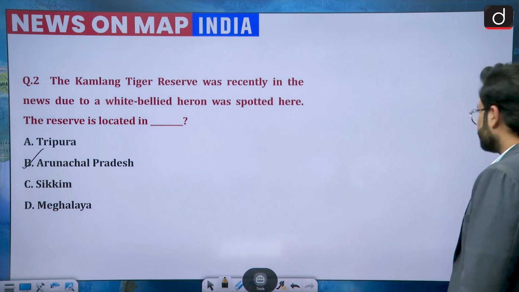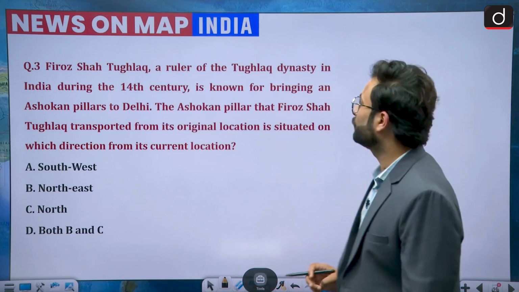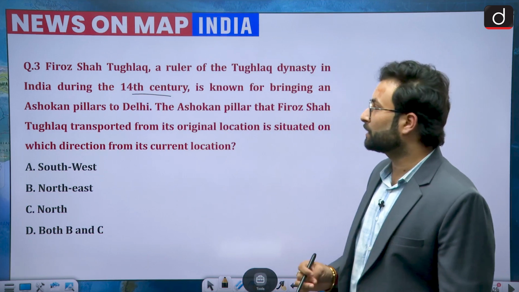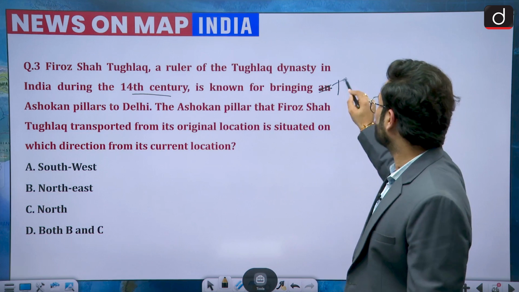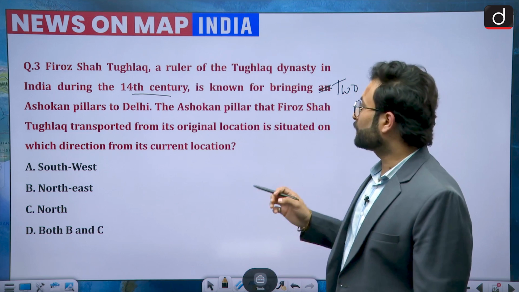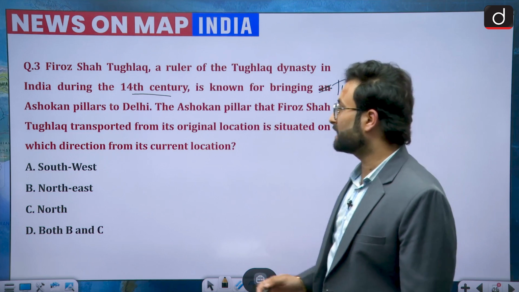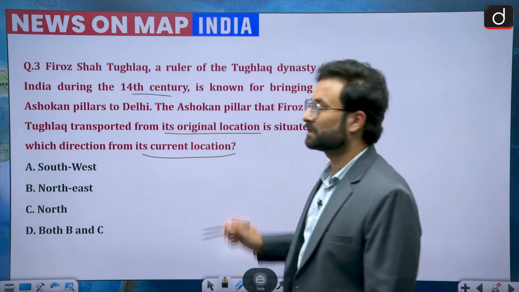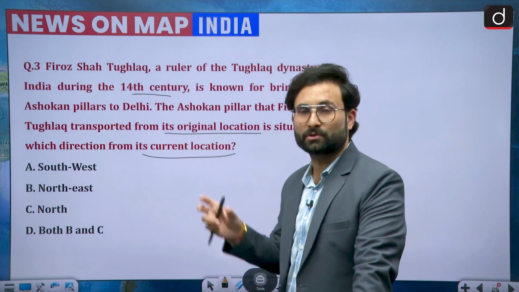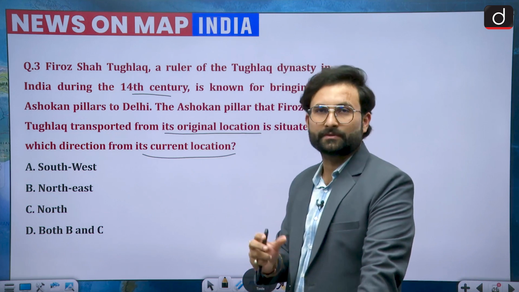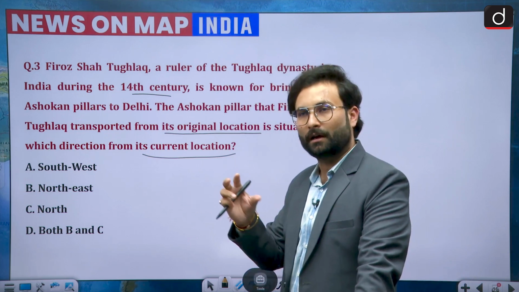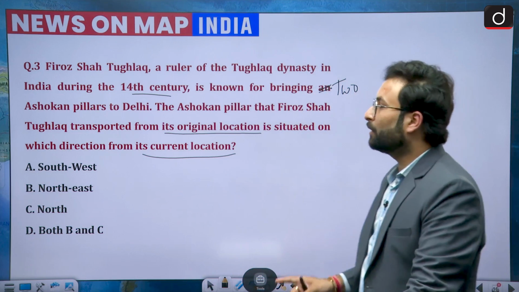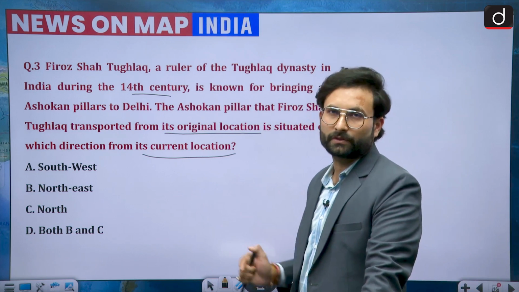So question number 3. Firoz Shah Tughlaq, a ruler of the Tughlaq dynasty in India during the 14th century, is known for bringing an Ashokan pillar, or you can say 2 Ashokan pillars, to Delhi. The Ashokan pillars that Firoz Shah Tughlaq transported from their original location are situated in which direction of their current location? Now you must have an idea about history to solve this question, because there are 2 pillars which were brought by Firoz Shah Tughlaq from Ambala and Meerut to the Firoz Shah Kotla in Delhi, okay. So basically, if you have an idea about the locations, then only you can solve this question, okay.